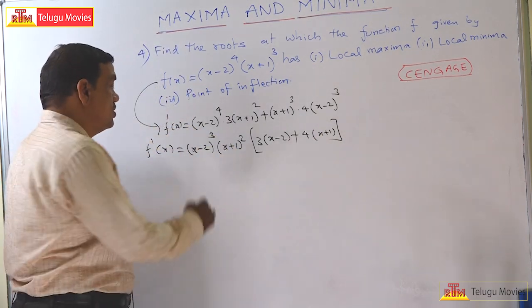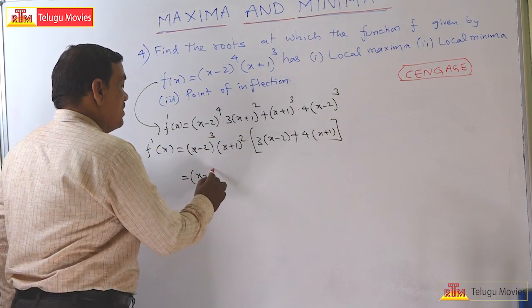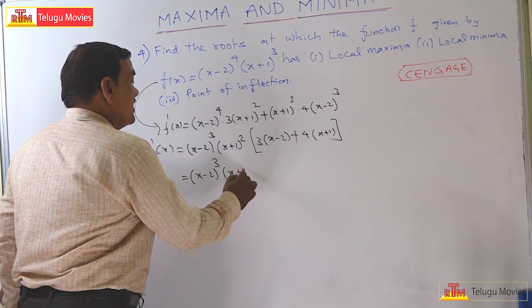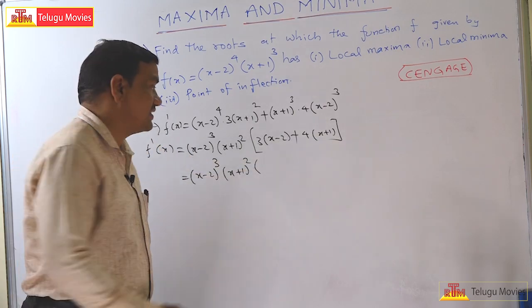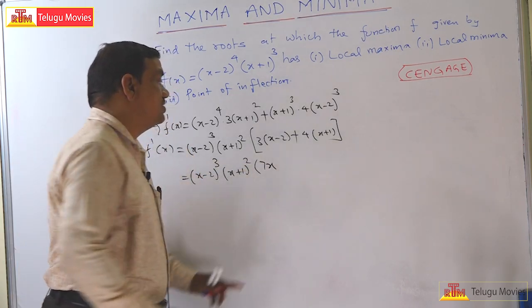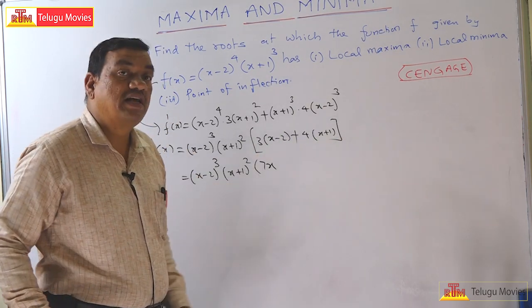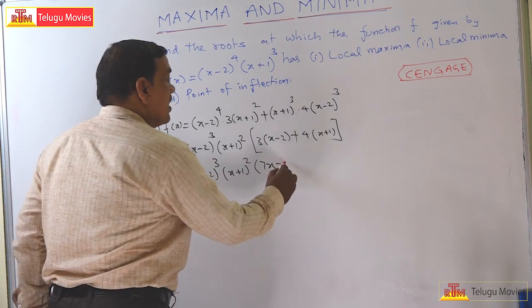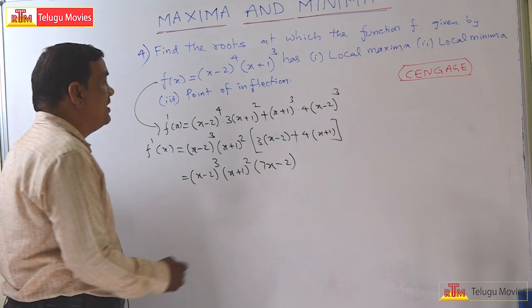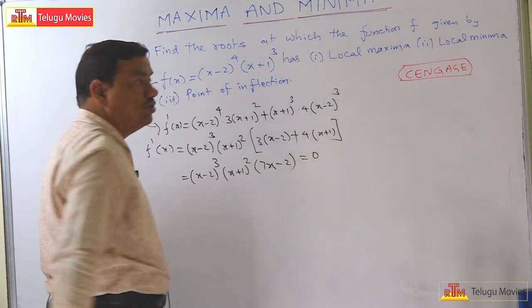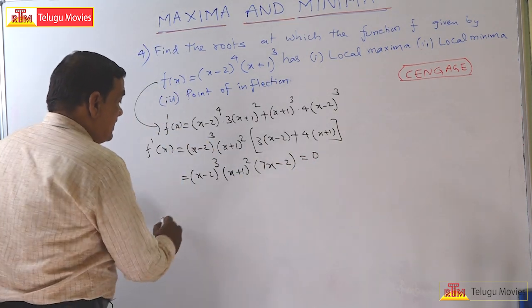Okay? Right. So this is equal to x minus 2 whole cube, x plus 1 whole square into 3x plus 4x, 7x, minus 6 plus 4, minus 2. Okay? Right. So for maxima and minima, f dash of x is equal to 0. Let us see the sign scheme.